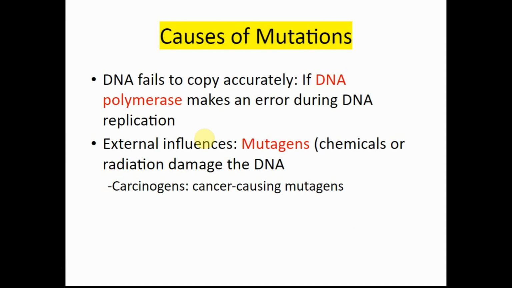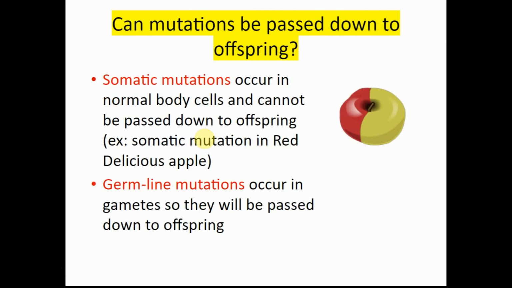An example would be cigarette smoke. It's both a mutagen because it mutates the DNA and a carcinogen because it mutates the DNA in such a way that it leads to tumor formation. Okay. Now, not all mutations that happen in a parent will be passed down to their offspring. Somatic mutations happen in regular body cells of the parent, so they can't be sent down to the offspring.